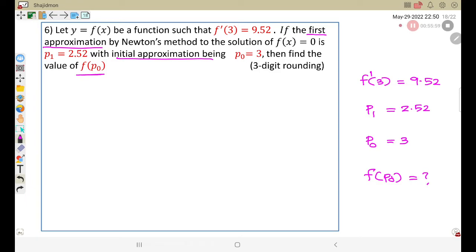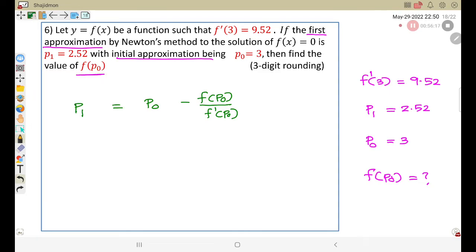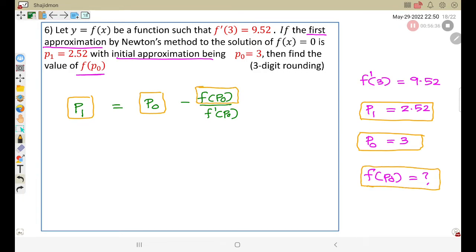To do this question, just write the rule in Newton's method. What is the rule for P1? P1 equals P0 minus f of P0 divided by f dash value at P0, correct? Now think about what numbers are given in the question. P1 is already given, 2.52, correct? P0 is already given, 3. F of P0 we don't know, we need to find that one. That is our question, f of P0.